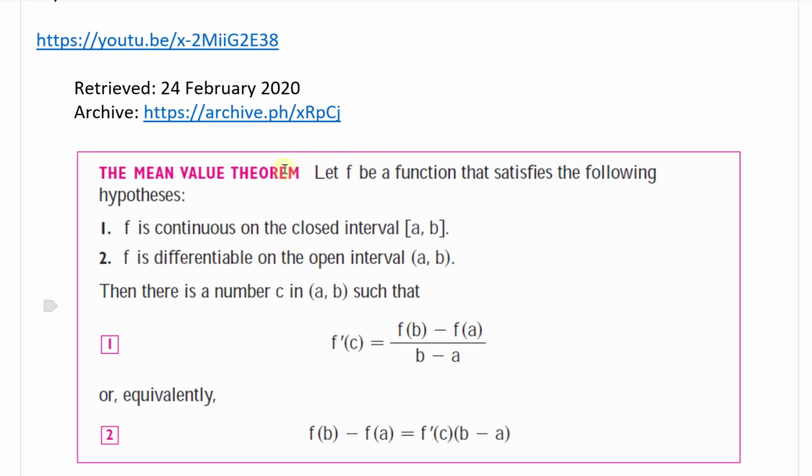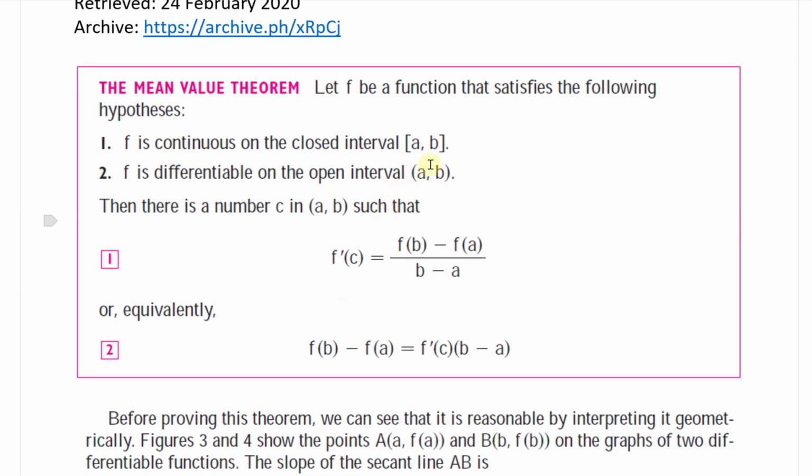This is for derivatives. Let f be a function that satisfies the following hypotheses. f is continuous on the closed interval from a to b, and f is differentiable on the open interval a to b. So these are not including a and b. Then there is a number c in (a, b) such that f prime of c is equal to f of b minus f of a divided by b minus a.